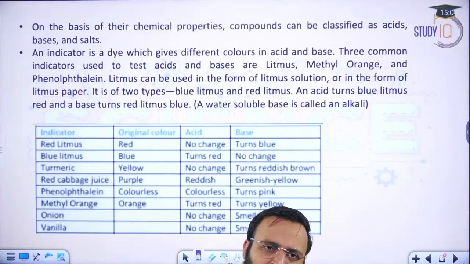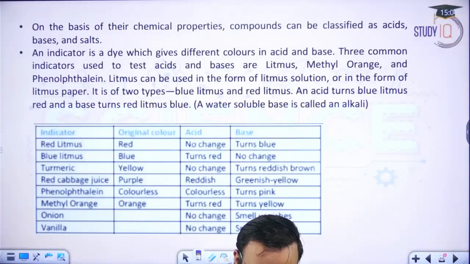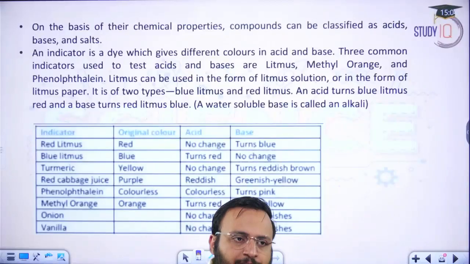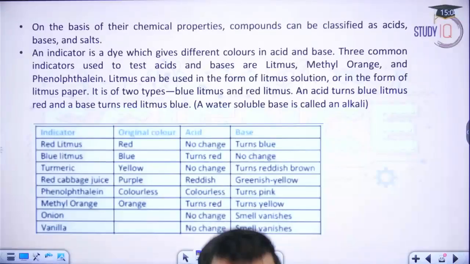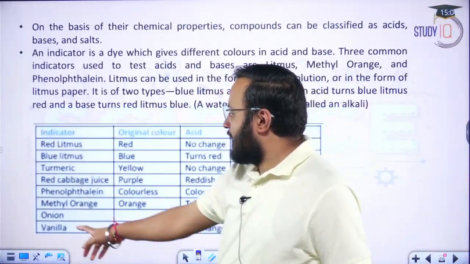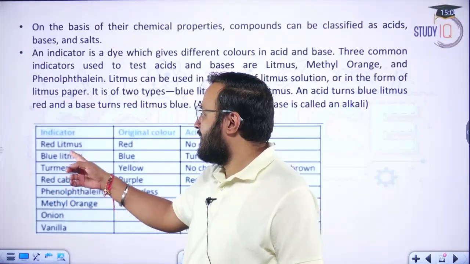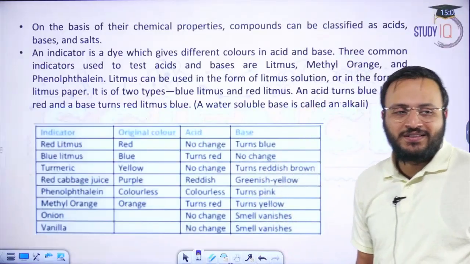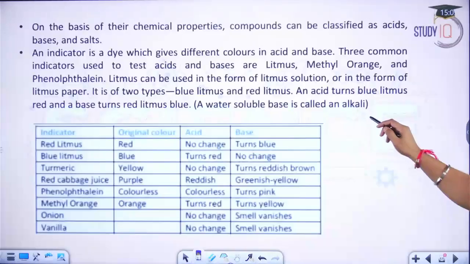Litmus is very, very famous. I think everybody must be aware of the litmus, blue litmus, red litmus. After that, methyl orange, phenolphthalein. But guys, some natural things are also there, like you can see here, vanilla, onion, then turmeric, red cabbage juice. These things are also used as indicators. Remember that.